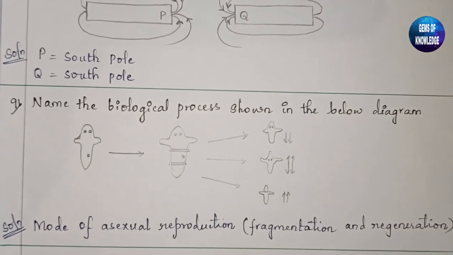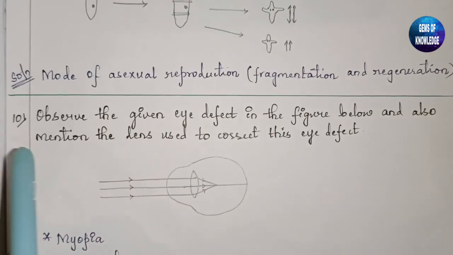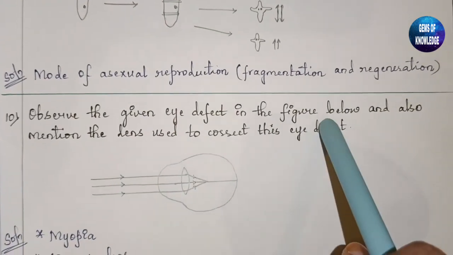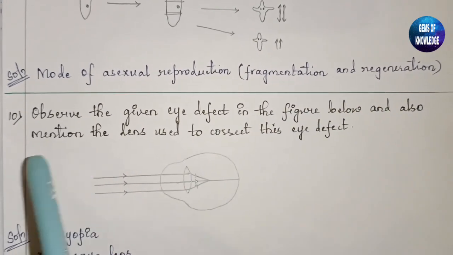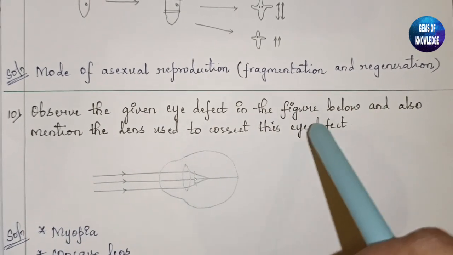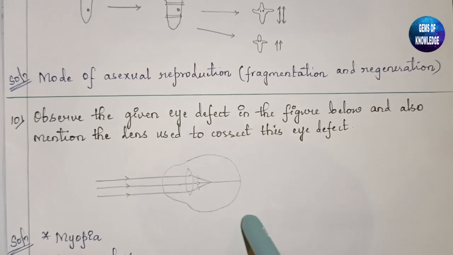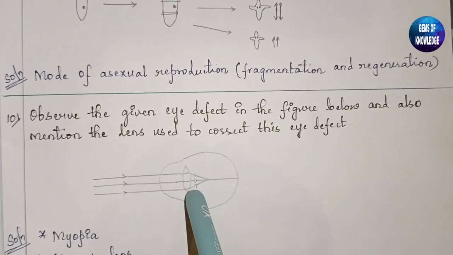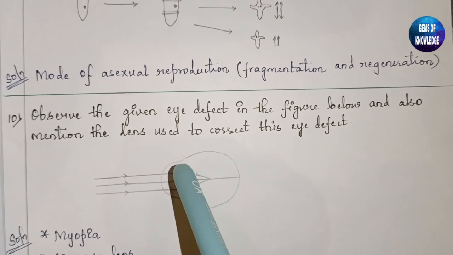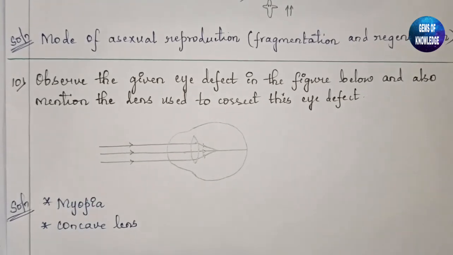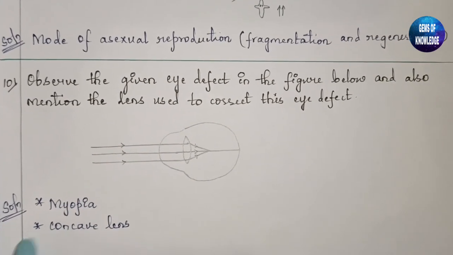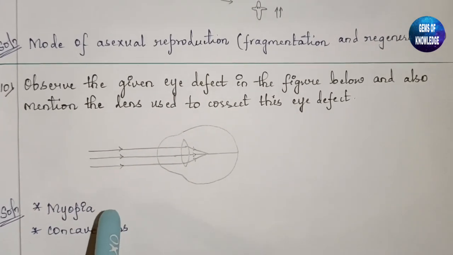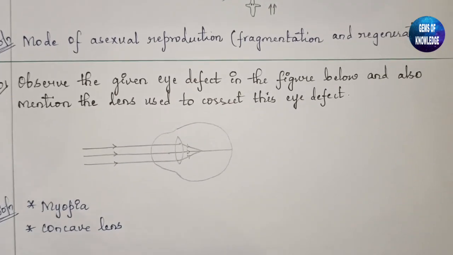Okay, next, the last question. Observe the given eye defect in the figure below and also mention the lens used to correct this eye defect. One figure is given and you need to mention the lens used to correct this defect. The figure of myopia is given and you need to use a concave lens to correct it.